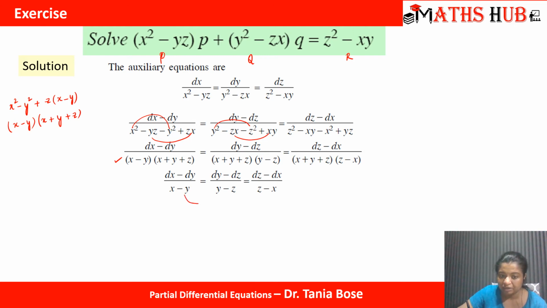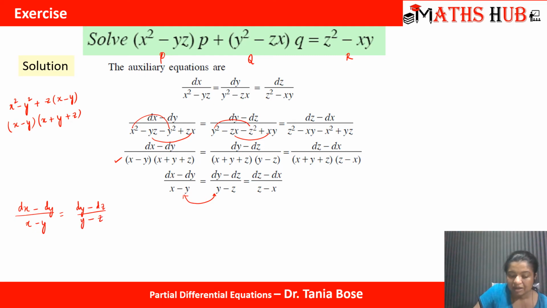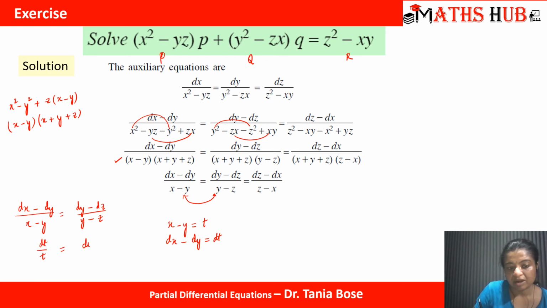Now let us take two of these equations at a time and solve them. So when I take these two equations, dx minus dy upon x minus y is equal to dy minus dz upon y minus z. Are these equations integrable? So let us see. Let us put x minus y equal to t. So when we take the derivative, we will get dx minus dy is equal to dt. So this becomes dt by t, and similarly if I put y minus z equal to u, I will get du by u. So they are integrable.